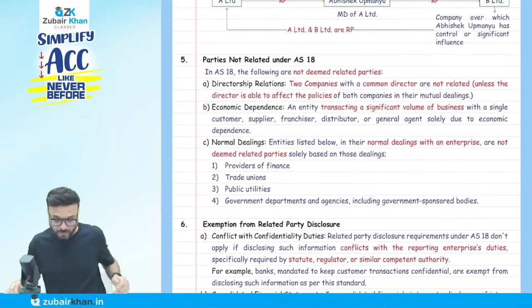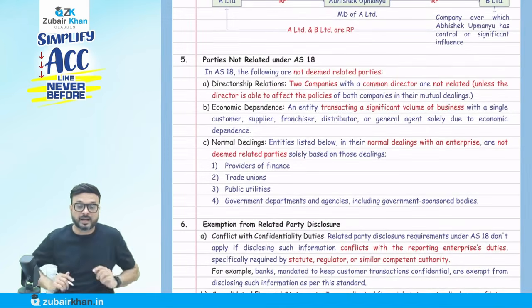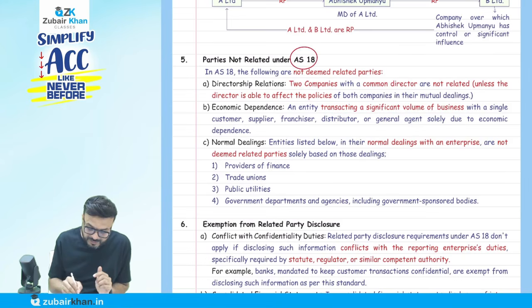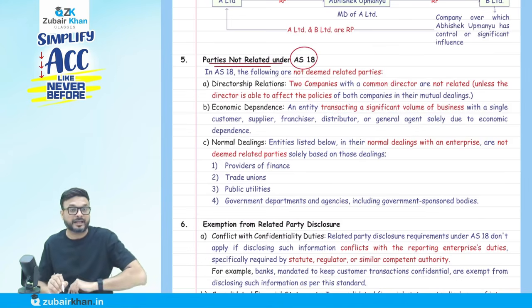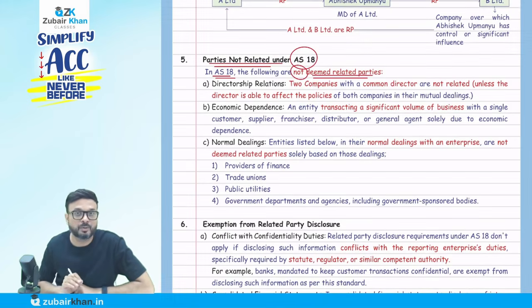Okay. Now a few more points here. What it says now is which parties are not related parties as per Accounting Standard 18. AS 18 says that there are certain parties which are not a related party. So in AS 18, the following are not deemed to be related parties.